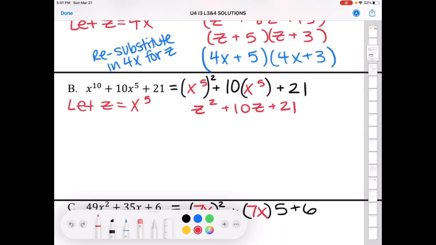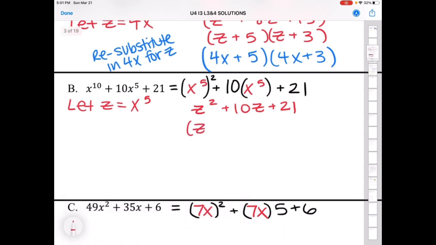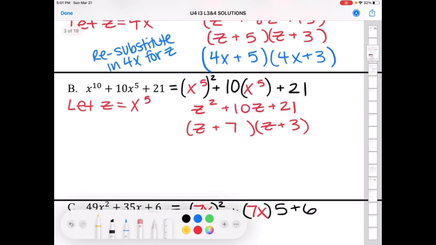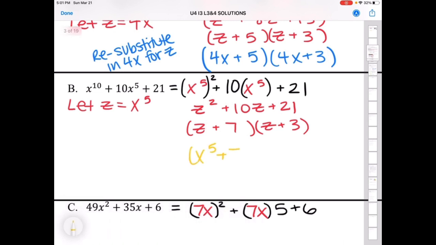Now I can factor really easily, because I need to make sure that I'm multiplying to 21 but adding to 10. Well, I actually only have one option here: plus 7 plus 3. 7 times 3 is 21, and 7 plus 3 is 10. Then we're going to substitute our x to the 5th back in. So I'm left with x to the 5th plus 7 times x to the 5th plus 3.